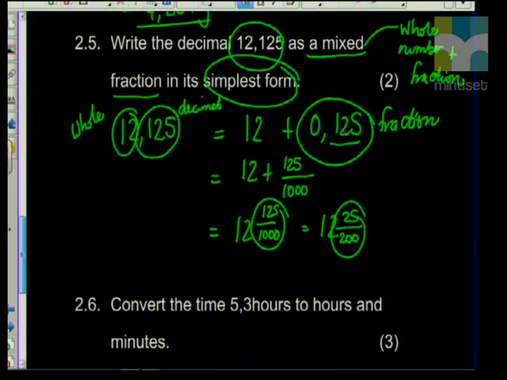This still is not in its simplest form, so I need to divide again. I know that these two can be divided by 5. So 25 divided by 5 is 5, and 200 divided by 5 is 40. Still not in its simplest form, so I'm going to then divide them by 5 again. So it's 12, 5 divided by 5 is 1, and 40 divided by 5 is 8. So that is it in its simplest form.